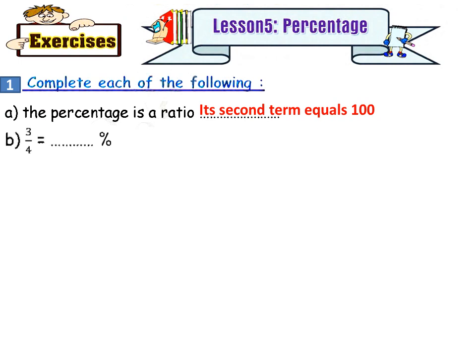Letter B, 3 over 4 equals what percentage, okay? As we know, if we convert a fraction like 3 over 4 to a percentage, we multiply it by 100%. If I am asked to convert any fraction or decimal into a percentage, we multiply it by 100%. 3 over 4 times 100%. By using the calculator, we multiply 3 over 4 by 100. It will give me 75%, okay?